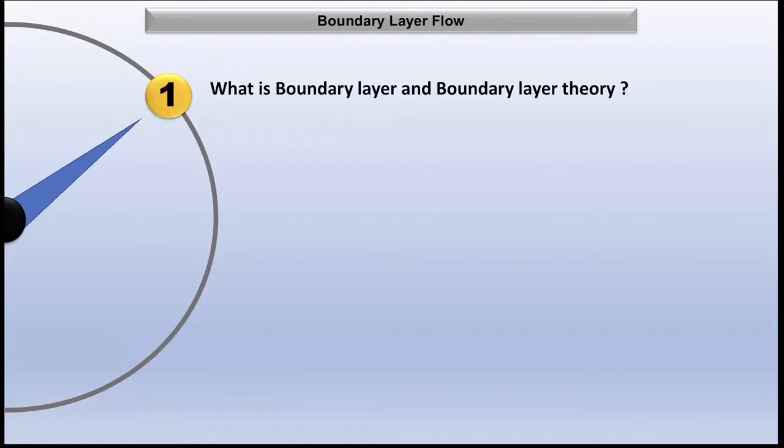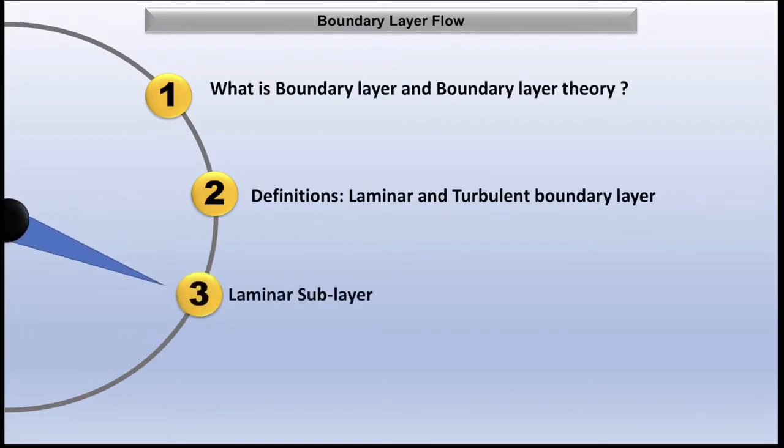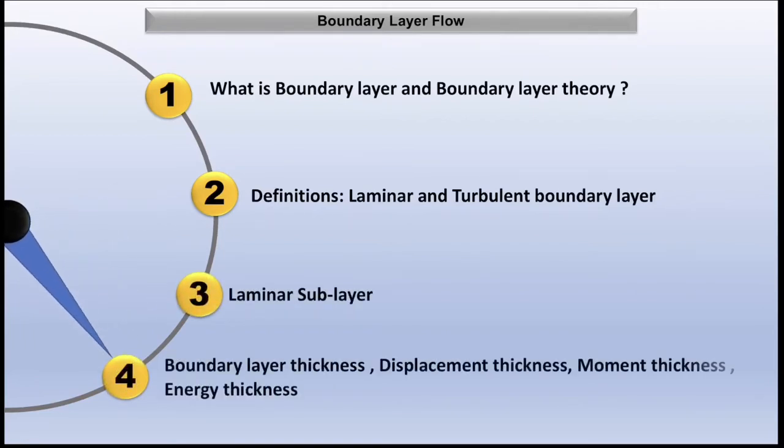The second point will be the definition of laminar and turbulent boundary layer. The third point will be laminar sublayer, and fourth, different types of thickness, which we are going to discuss subsequently. First will be boundary layer thickness, the definition of boundary layer thickness, then displacement thickness, then momentum thickness, and then energy thickness. So let us start one by one.